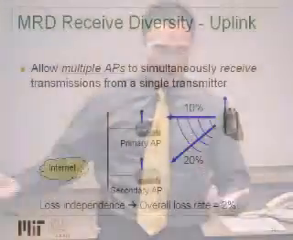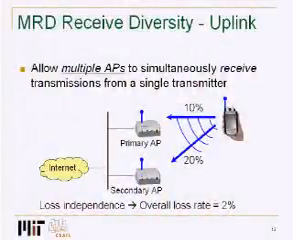In this case, a transmission succeeds if either of these access points receives the frame. As an example of how this can improve performance, suppose the loss rates are indicated as shown for each of the access points. If we assume loss independence, then the loss rate would reduce from 10% to 2%.